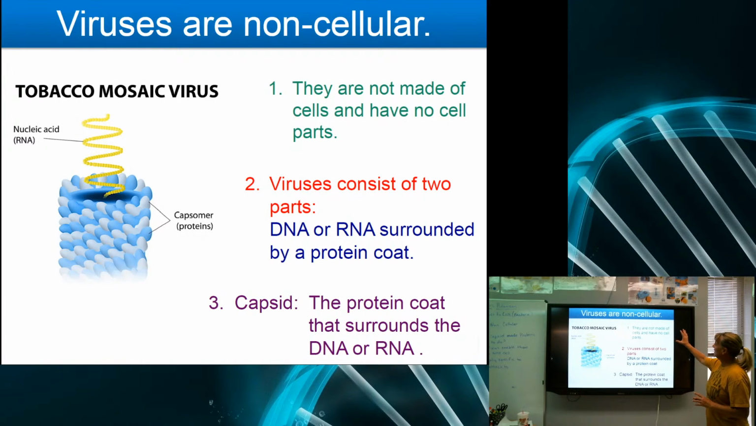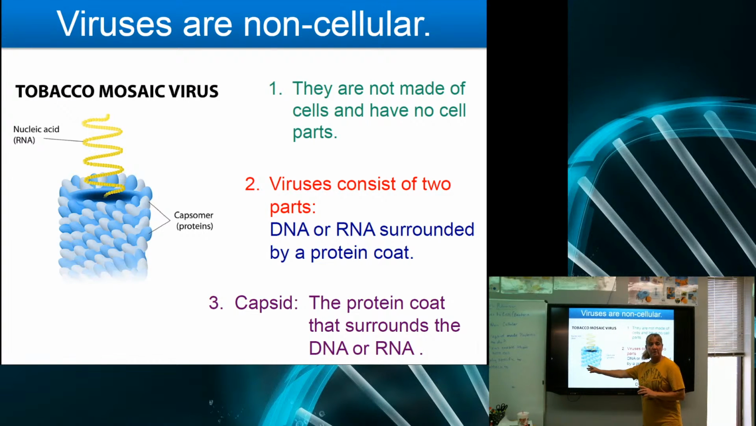Let's just look at the bullet points here. Just remember, viruses are non-cellular. They are not made of cells and have no cell parts. They consist of 2 parts, the DNA or RNA, that are surrounded by the protein coat, also called the capsid. The capsid is the protein coat that surrounds the DNA or RNA.